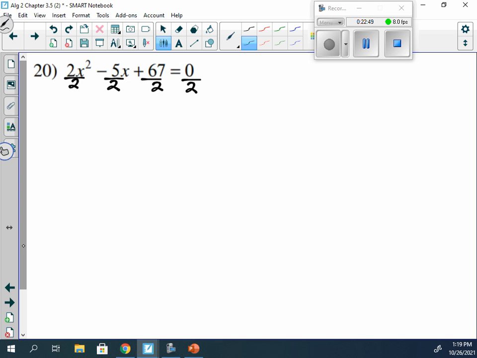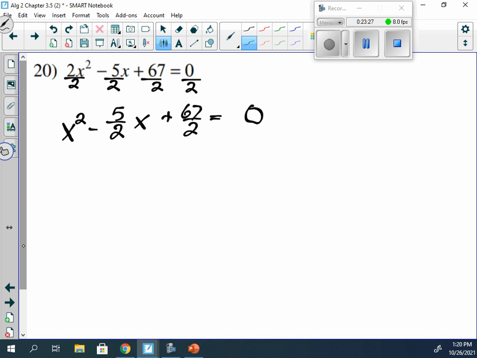But that's not any different than what we just did. 2x squared divided by 2 will be x squared minus, well, 5 is not divisible by 2 evenly. It is divisible by 2, we can get 2.5. But because we don't get an even number or a whole number, we're going to leave it as a fraction. Same with 67/2. It does not divide evenly. And 0 divided by 2 is 0.